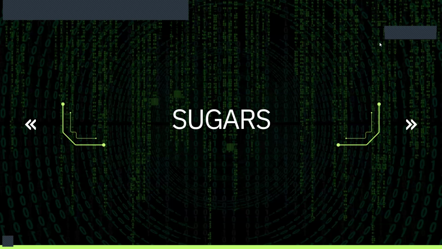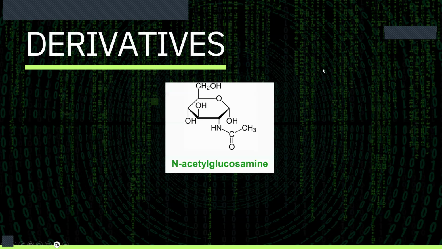Next up, when it comes to sugars, well, what can happen to them? Now, one example of a derivative of a sugar is this molecule right here, N-acetylglucosamine. So if we take that name, acetylglucosamine, we have at its heart glucose.